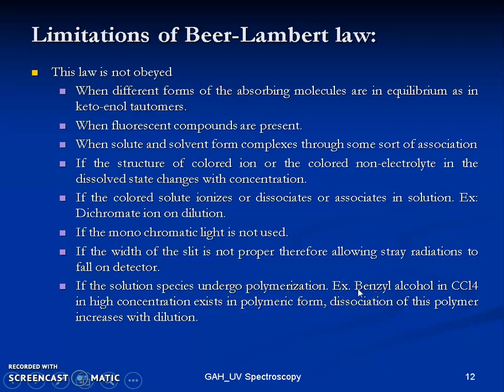We have one example for this polymerization process: benzyl alcohol in carbon tetrachloride in high concentration exists in polymeric form. Dissociation of this polymer increases on dilution. I mean to say, it is a sort of polymerization, then the dissociation of the polymer later on dilution. So that is how benzyl alcohol in carbon tetrachloride won't obey the Beer-Lambert law. So these are the cases in which the Beer-Lambert law will not be obeyed.